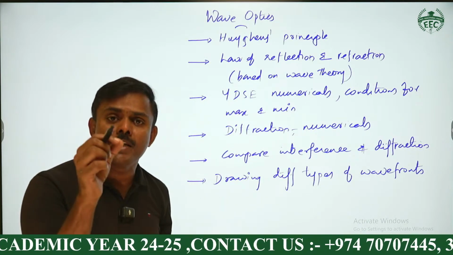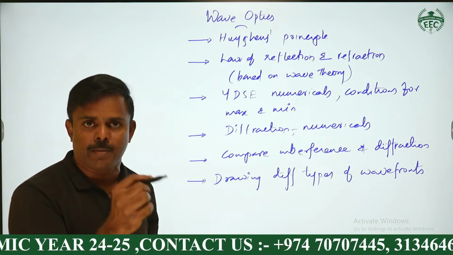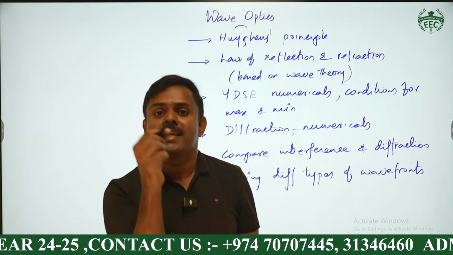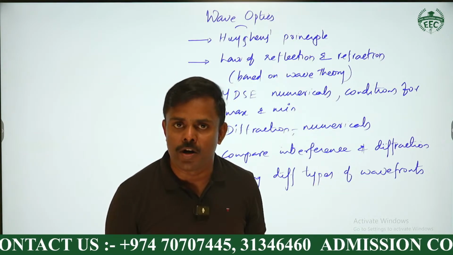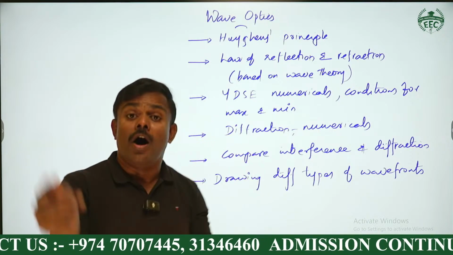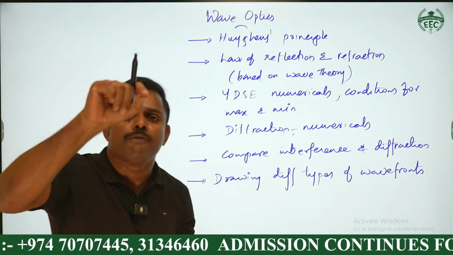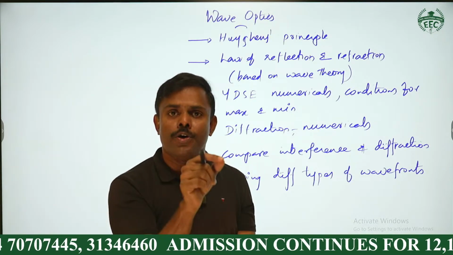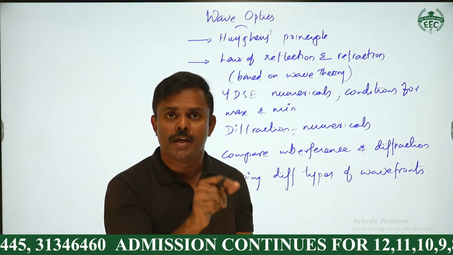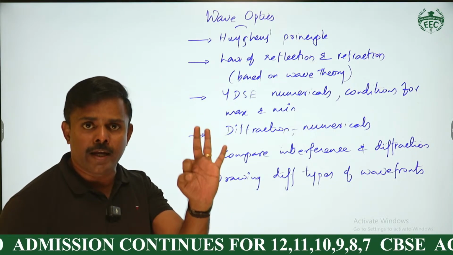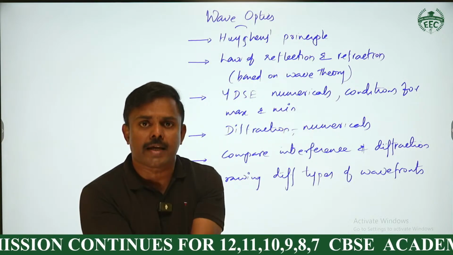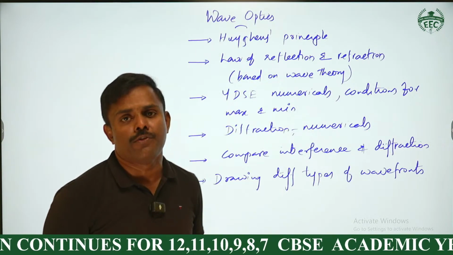Number one, every source of light acts as a center of disturbance, from which light waves are emitted in all directions. Number two, on any wavefront, every point can act as a source of fresh disturbances, called secondary wavelets. Third point, an envelope to these secondary wavelets gives the position of the new wavefront.